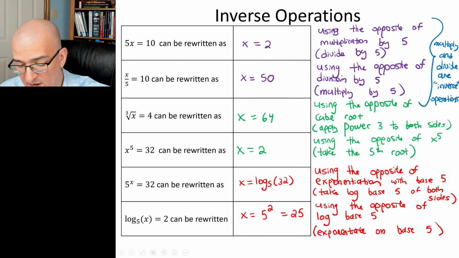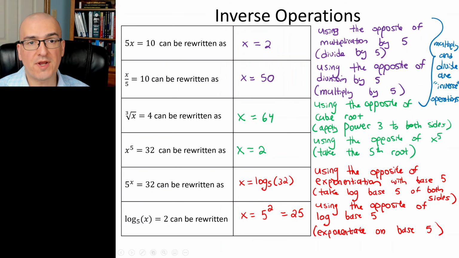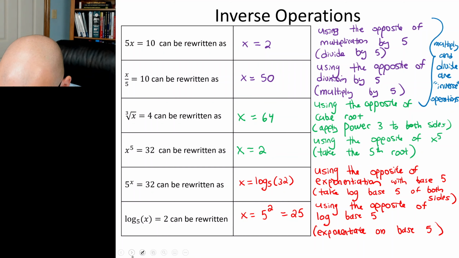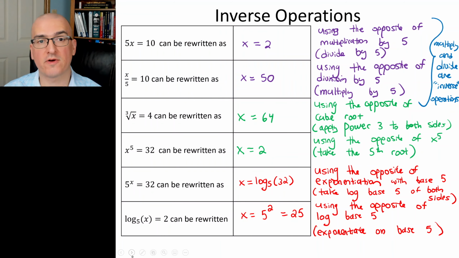So we're just defining a new operation as an opposite to the exponential operation, just like we have x to the power 5 matched up with fifth root of x, and multiplication by 5 matched up with division by 5. So it's just about defining a partner, an opposite operation to partner with exponentials.